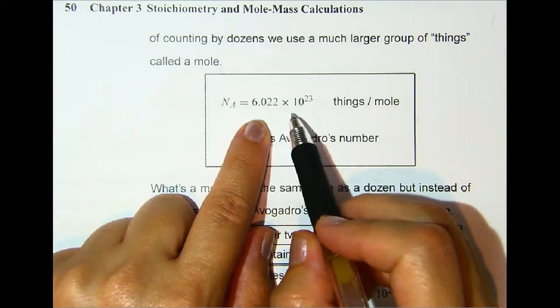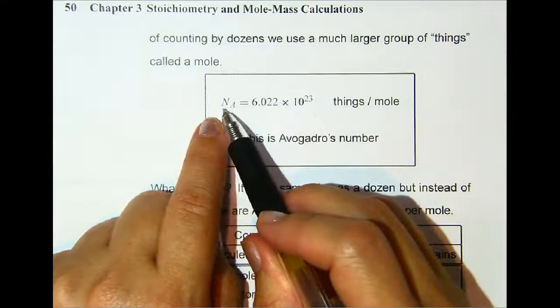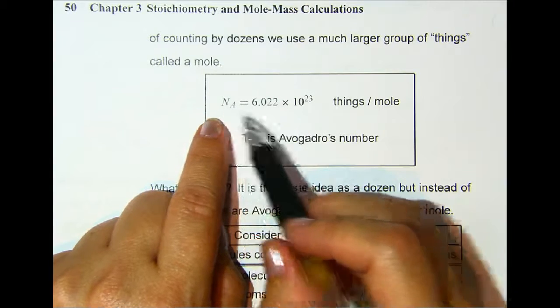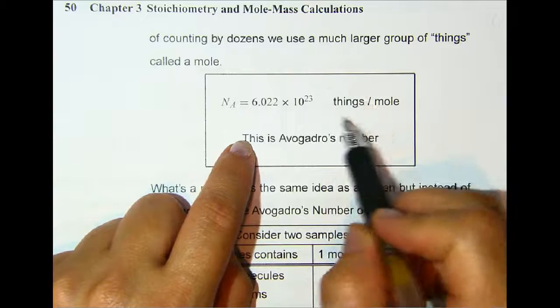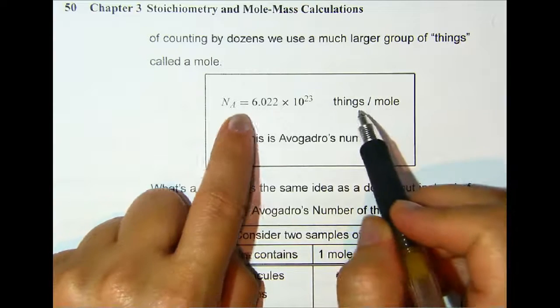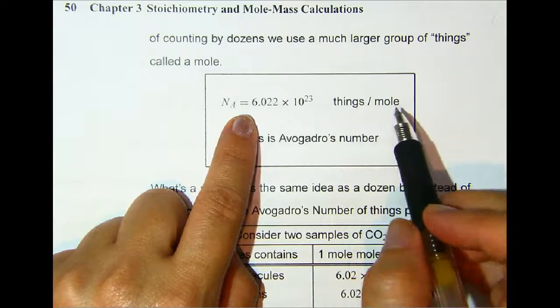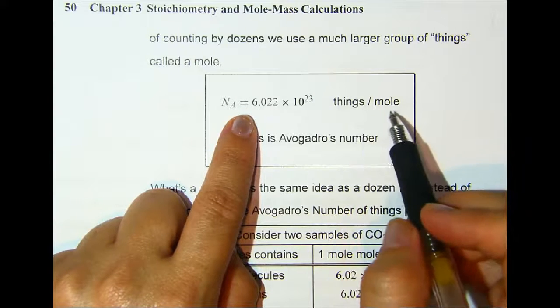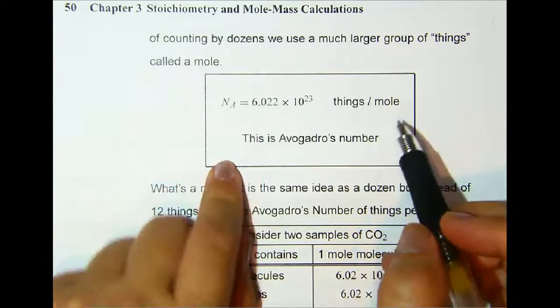So Avogadro's number is 6.022 times 10 to the 23rd and is represented with capital N sub A. This is Avogadro's number, and it's going to be the amount of things per mole. So this could be the number of atoms per mole, the number of molecules per mole, the number of cations per mole, anions per mole, pretty much anything per mole.